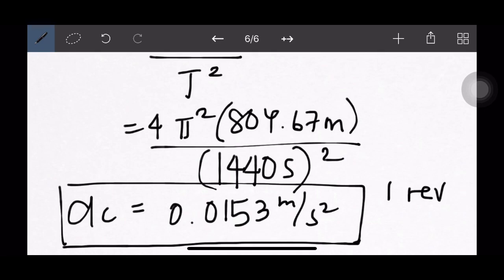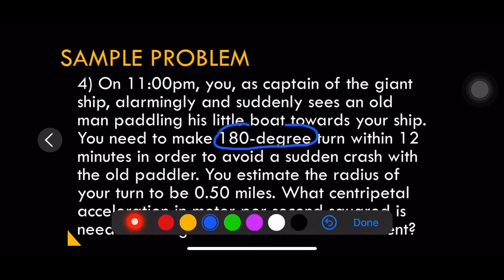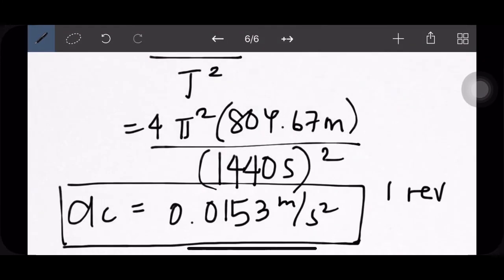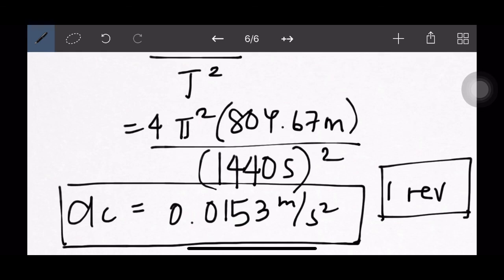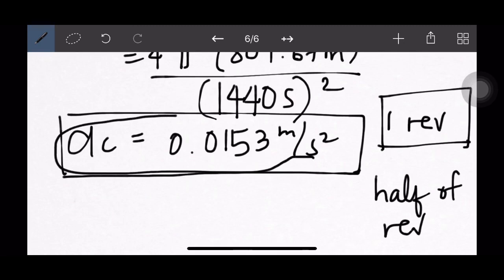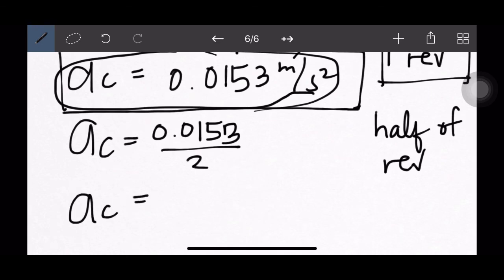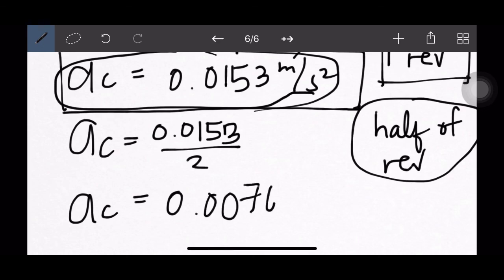But then again, if we look back at the problem, it states that you just need to make 180 degrees. It means that you just need to make half of the revolution, and what we've solved here is the one whole revolution. So to get the half of the revolution, we are just going to divide our solved acceleration by 2. So that is 0.0153 divided by 2. So now our centripetal acceleration in the half of the revolution is going to be 0.00765 meters per second square.